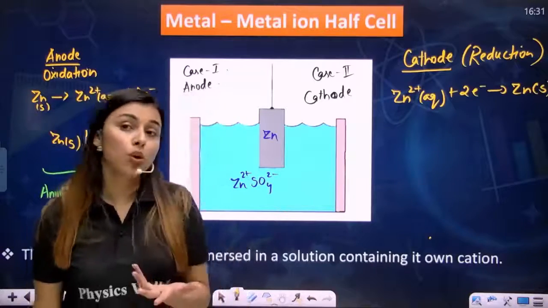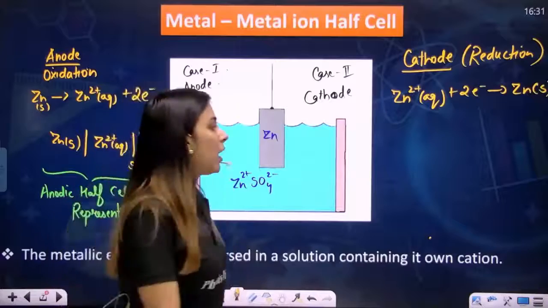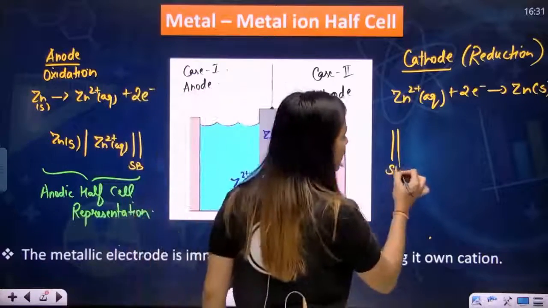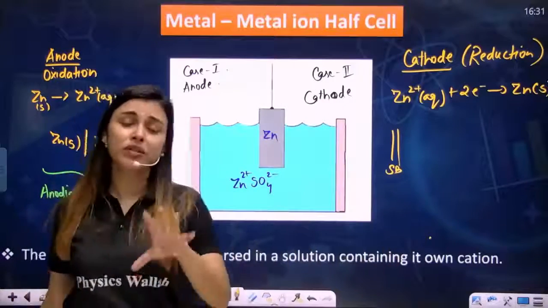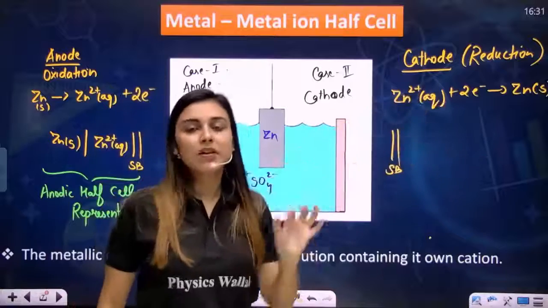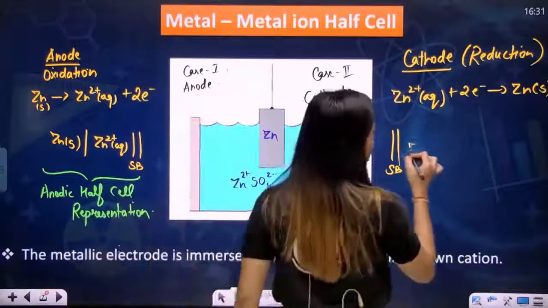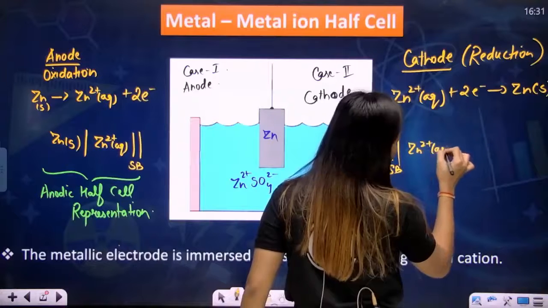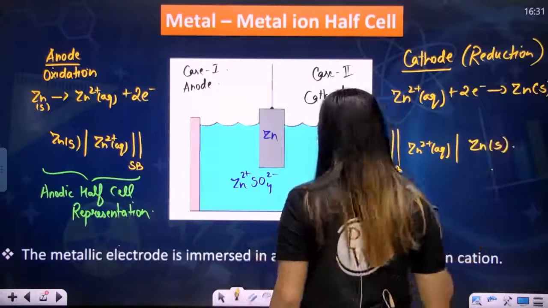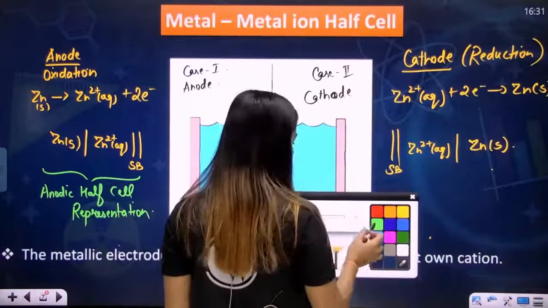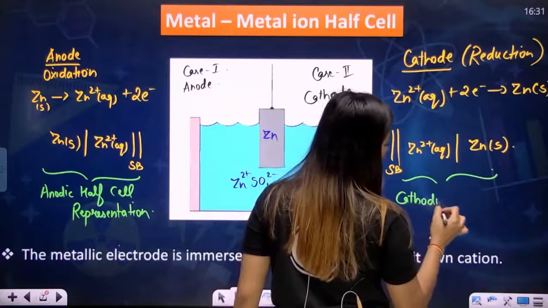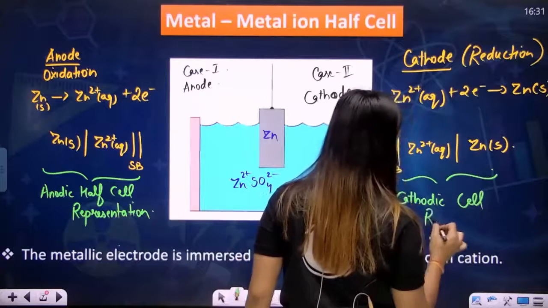Okay. Now you want to give its representation. Then how are you going to give? You will draw a salt bridge. Again, my dear students, a salt bridge, and then you will say that for a cathode, we always write the species to the right of the salt bridge. So this is the salt bridge. To the right of it, first the ions, so zinc 2 plus aqueous, then phase change, then zinc solid. So I can say that this is the cathodic cell representation.